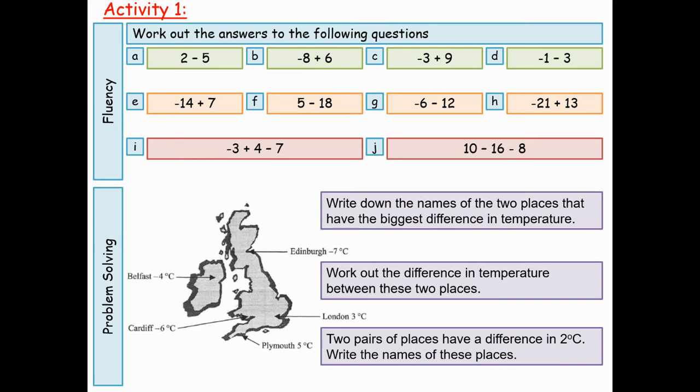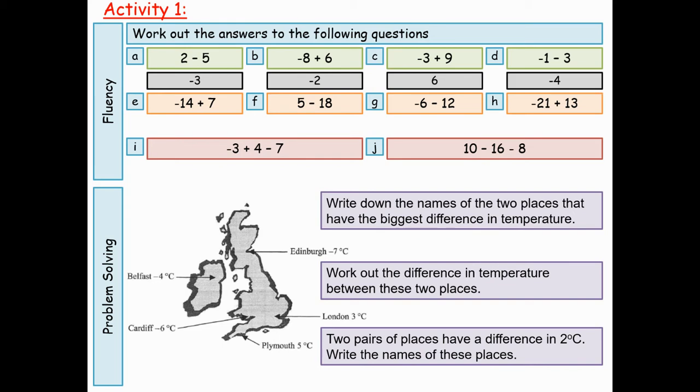Okay, just going through the answers now. So 2 minus 5 is minus 3. Minus 8 plus 6 is minus 2. Minus 3 plus 9 is 6. Minus 1 subtract 3 is minus 4. Minus 14 plus 7 is minus 7.